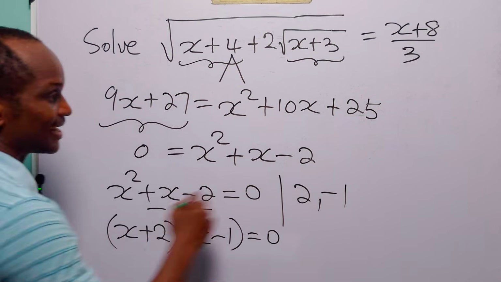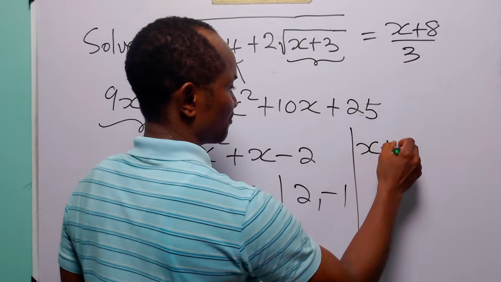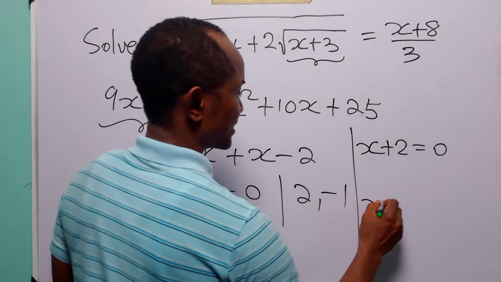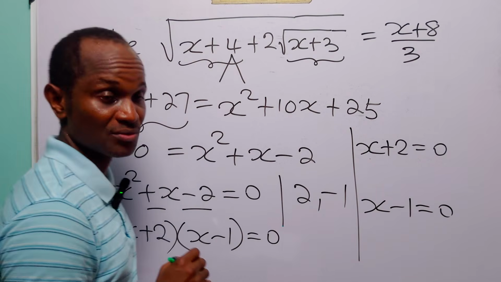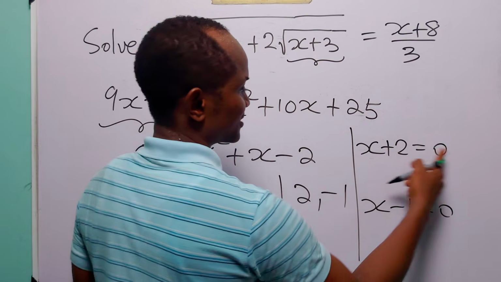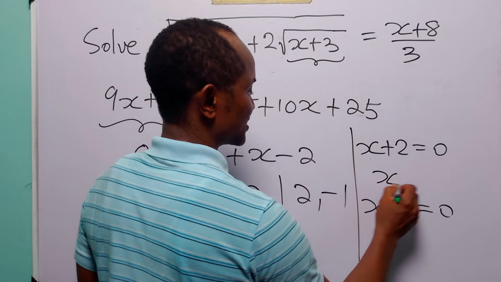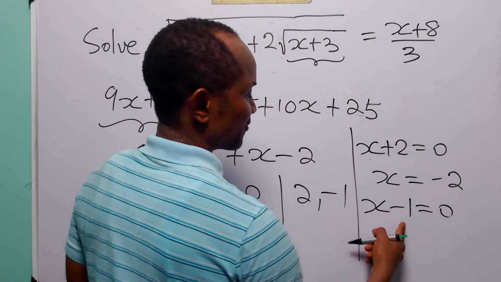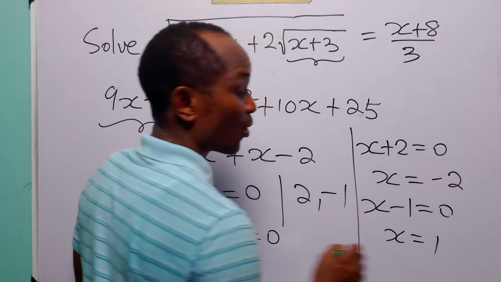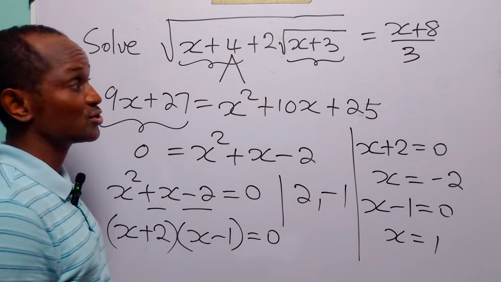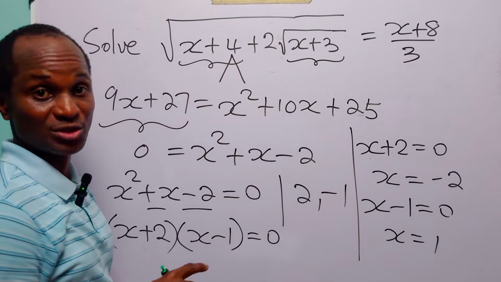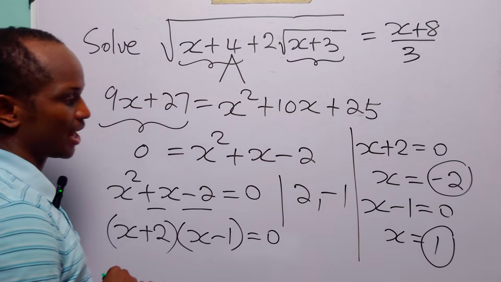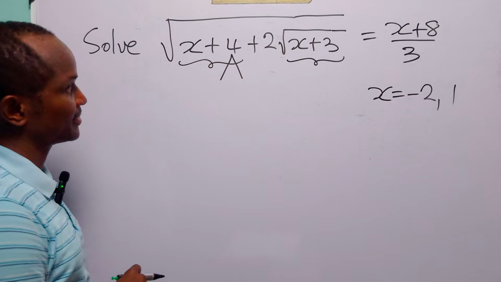From here we have that either x plus 2 is equal to 0 or x minus 1 is equal to 0. Now when we subtract 2 from both sides of this equation, we have that x is equal to minus 2. And when we add 1 to both sides of this equation, we have that x is equal to 1. So the two values of x that satisfy this algebraic equation are minus 2 and 1. Now let us check our answers.